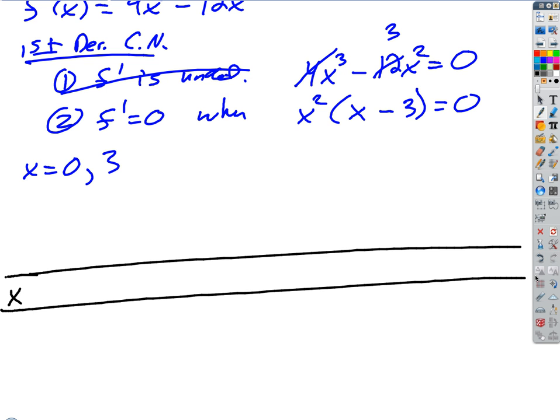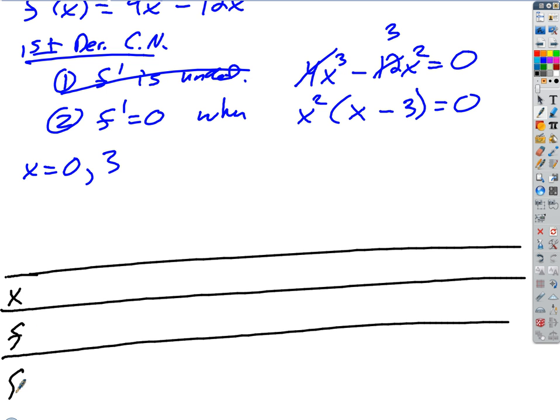These tables are so important. I really want you doing these tables.